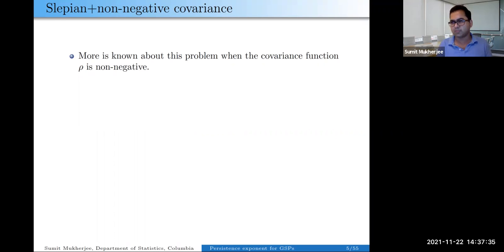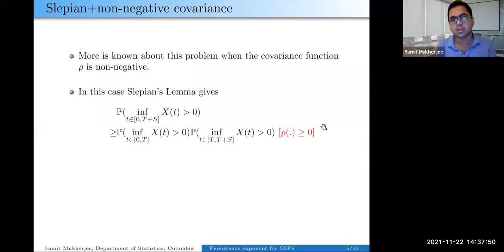So we are first going to go over a bit of what is known. If you assume that your correlation function rho is point by point non-negative, it's always non-negative definite, by the way, but I'm just asking it to be non-negative point by point. In this case, you can use Slepian's lemma in the following way. You want the process to persist from 0 to t plus s, where t and s are any two positive real numbers.